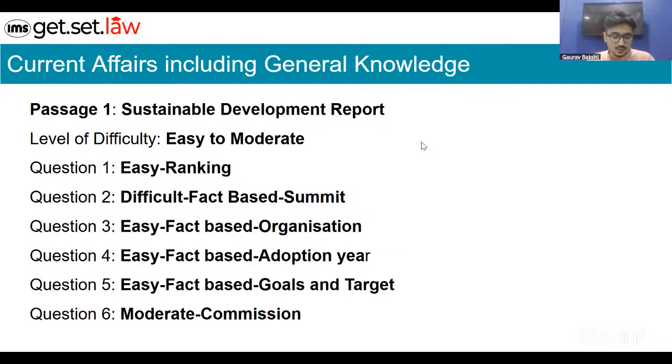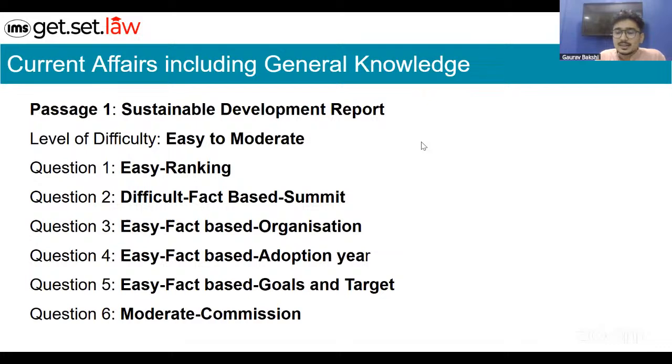29th, that is the fifth question: how many goals and targets are included in the SDG framework? A fairly factual question, 17 goals and 169 targets, fairly easy. And the last is, which commission recommended sustainable development as an idea? And the answer is the Brundtland Commission report.